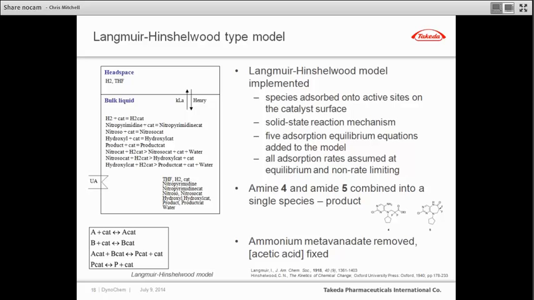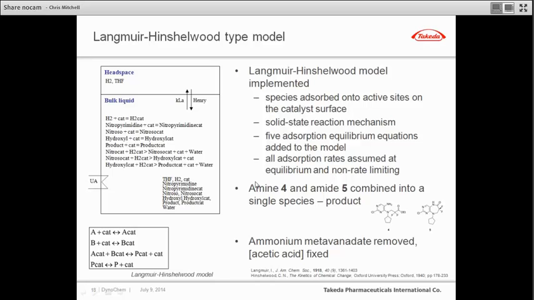So you can see the added complexity in the DynoChem process scheme here on the left. In addition to the fundamental chemical transformations listed at the bottom, we also have these adsorption-desorption equilibria reactions for each individual species.